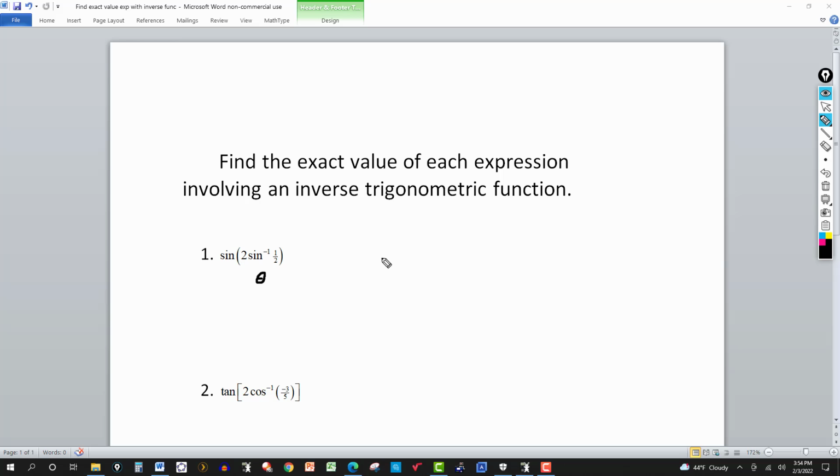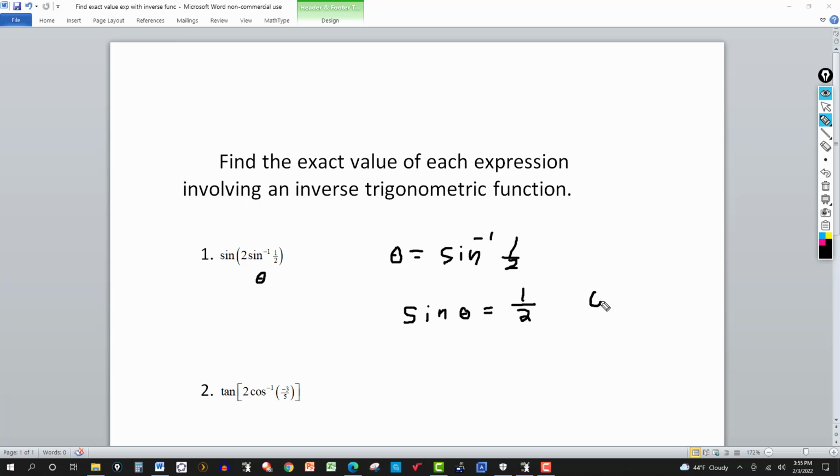Now a couple of ways I could do this. Let's do it this way: theta equals the sine inverse of 1/2. Take the sine of both sides, and I get the sine of theta. The sine of the right side, of course, because it's inverse, cancels the inverse function and just gives me 1/2. So that's what this means. When you have sine inverse of 1/2, it simply means the angle whose sine is 1/2. So that means that the sine of theta has to equal 1/2.